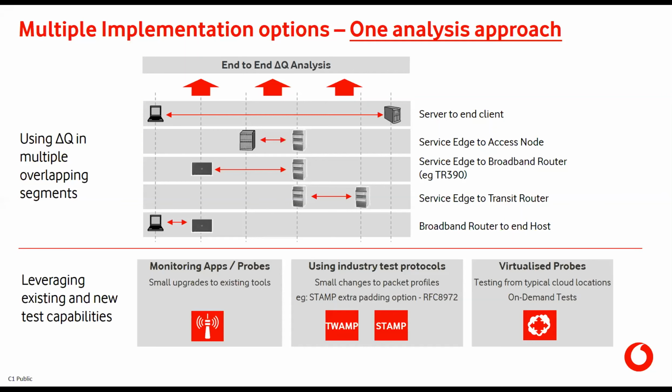We can also look just within our network. The next layer above is looking perhaps between transit routers for the internet and the service edge, which would be the broadband network gateway in this case. This is where the large-scale network probes that already exist probably come into play. Or from the broadband router on the customer side right up to the service edge of the broadband network gateway.